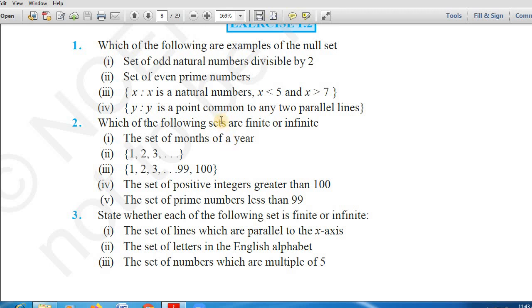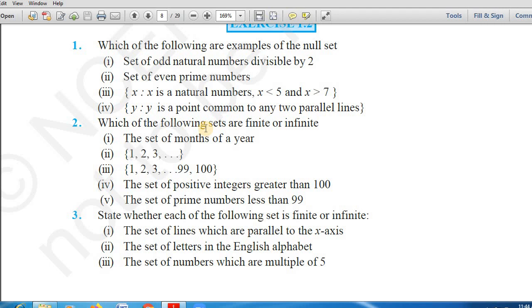Similarly, y such that y is a point common to any two parallel lines. When two lines are parallel, no common point exists. No common point will be there which is lying on both the lines, which is not possible for parallel lines. No common point exists, so it is obviously a null set.